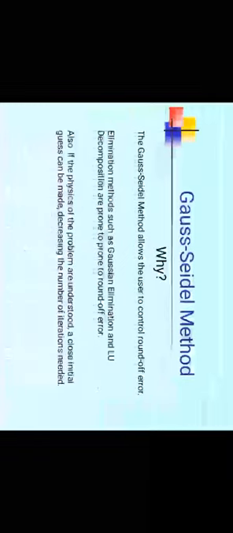And mainly, why do we need to learn about the Gauss-Seidel method? The Gauss-Seidel method allows the user to control round-off error. Elimination methods such as Gaussian elimination and LU decomposition are prone to round-off error. Also, if the physics of the problem is understood, a close initial guess can be made, decreasing the number of iterations needed.